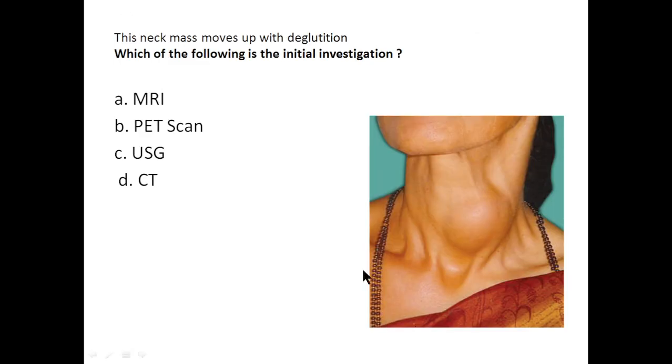This lady with a solitary thyroid nodule or a dominant nodule of the thyroid gland, the story, this mass moves up with deglutition. Which of the following is the initial investigation? لما تقابل such a lady, initial investigation is MRI or PET scan ولا ultrasonography ولا CT. Of course, the initial investigation of these choices is going to be ultrasonography. Go for C.